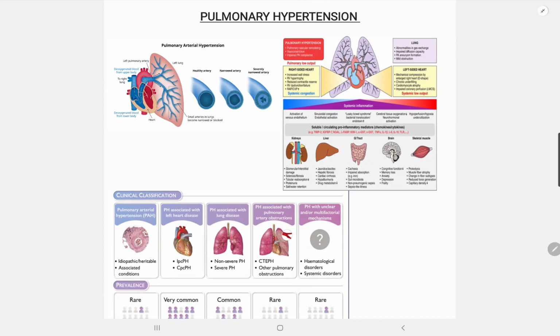But genetics can also play a role. Pulmonary hypertension can happen in association with many other diseases such as lung disease and heart disease. Heart failure is common in pulmonary hypertension.